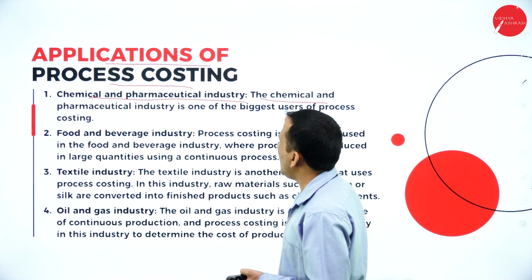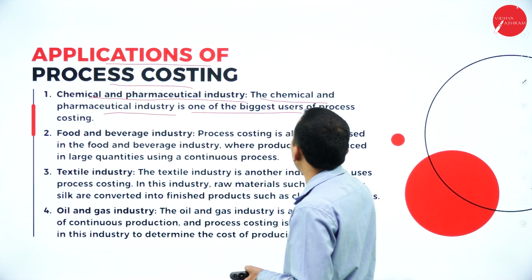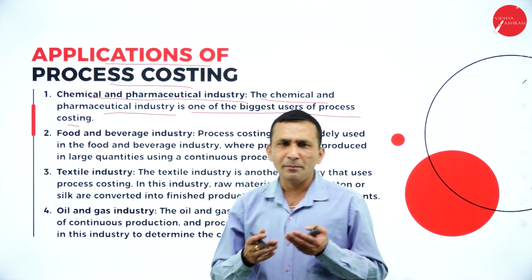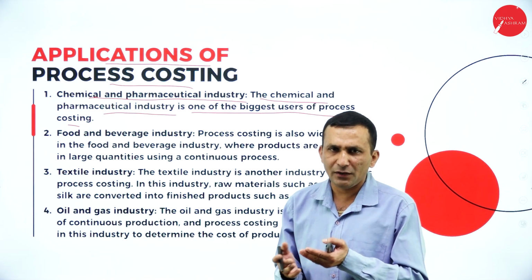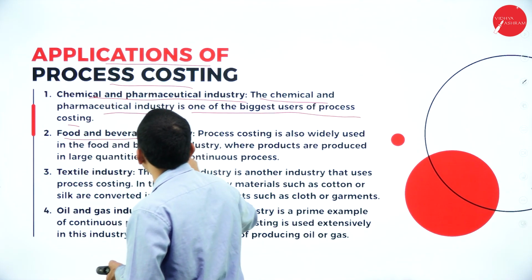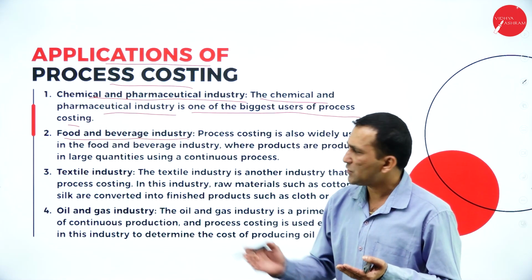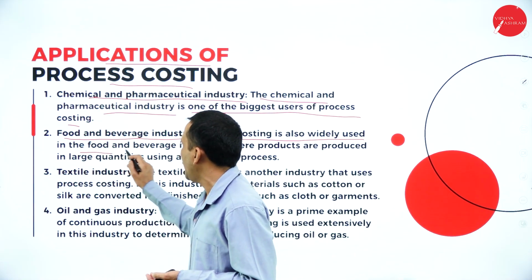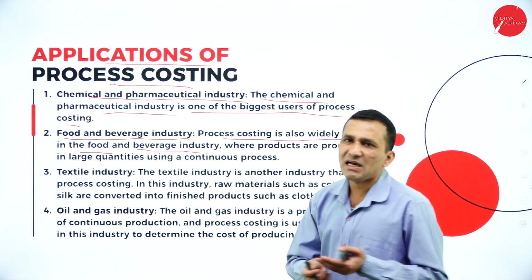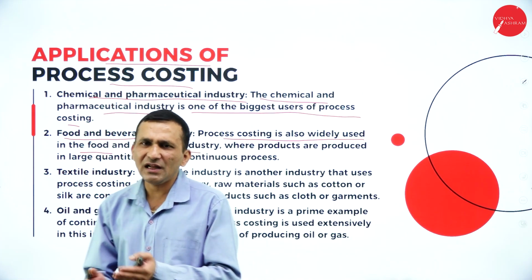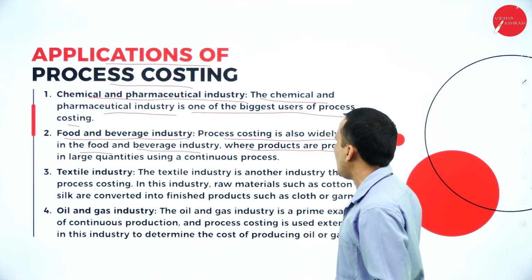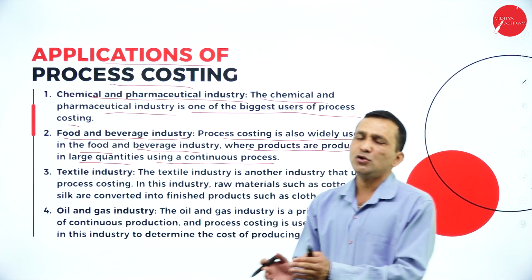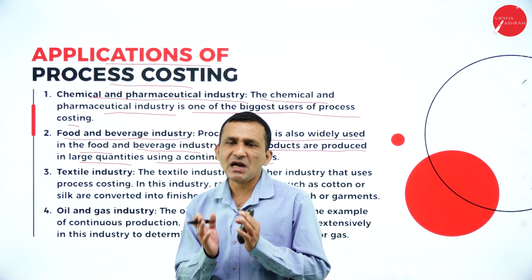The chemical and pharmaceutical industry is one of the biggest users of process costing. There are different companies whose manufacturing lines depend on different processes. Next, the food and beverage industry, where certain processes are going on. Process costing is also widely used in the food and beverage industry, with processes such as grinding and mixing. So there are different processes, right? The products are produced in large quantities using continuous processes, because they want to carry on for a long period, offering a standardized product.